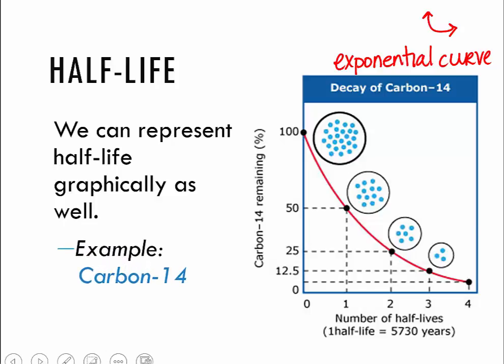So for this example, this is carbon-14. Its half-life is 5,730 years. So it takes almost 6,000 years for half of a carbon-14 sample to decay to half.